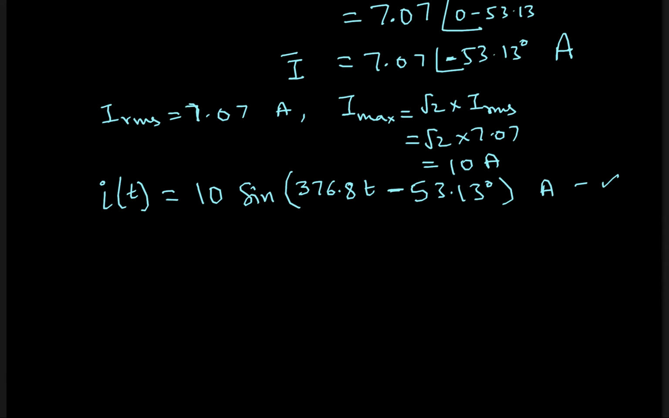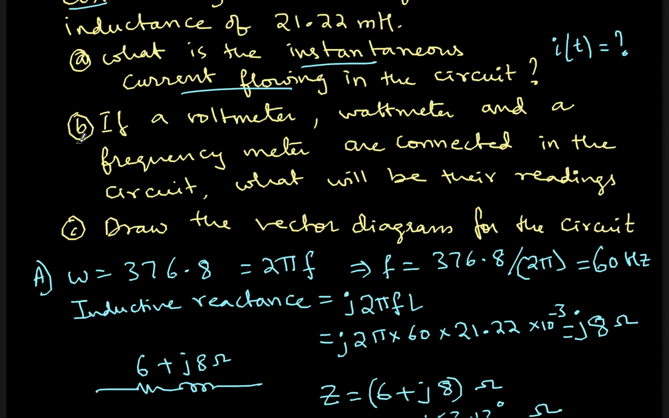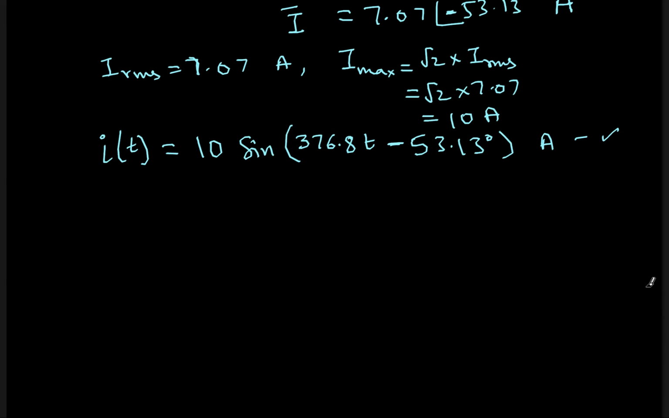Let's continue. If I go up, I have part B of the question. A voltmeter, wattmeter and a frequency meter are connected in the circuit. What will be their readings? The voltmeter reads the RMS value, and the frequency meter reads the frequency right away. So we have both of them figured out. So this is part B.